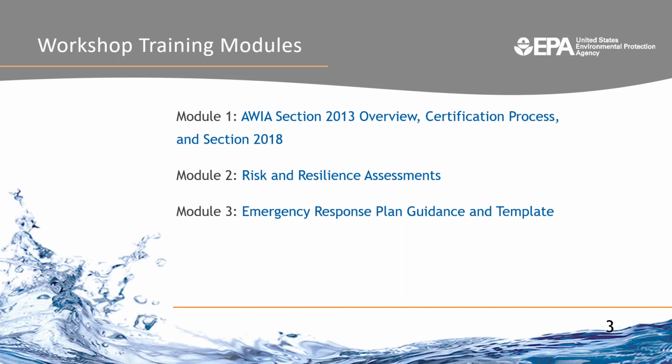So today we will cover the first module, which provides an overview of AWIA Section 2013, as well as background, how to certify your risk and resilience assessments and emergency response plans, and AWIA Section 2018. Then in Module 2, we will cover the risk and resilience assessment requirements and the tools that EPA has developed to assist you in conducting your AWIA compliant risk and resilience assessment. Then we'll have Module 3, which will cover the emergency response plan requirements and the emergency response plan guidance and template that was developed to assist community water systems in developing and updating an AWIA compliant emergency response plan.